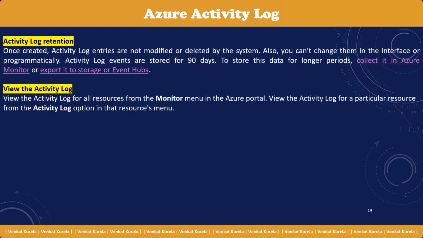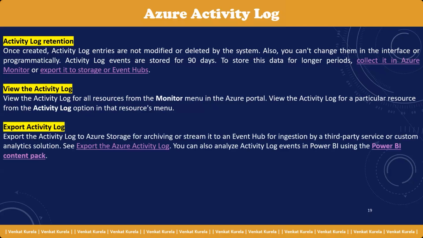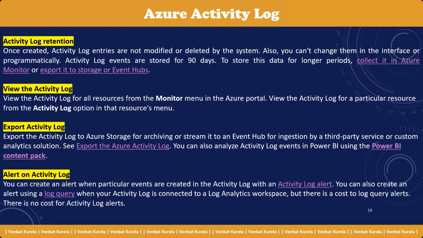You can view the activity log by going to the Azure Monitor console. There you will find the activity log, or you can also go to every resource. There you will find the activity log, or you can also go to the activity log console itself. So these are the three places where you can view the activity logs. Everywhere you go, you find an option to export the activity log. And then you can also create an alert on the activity log.